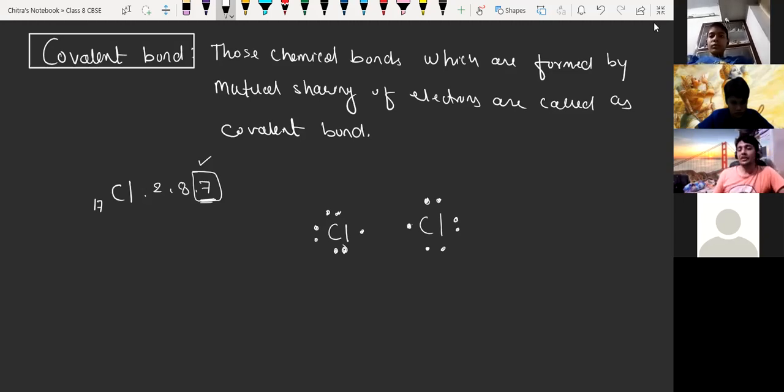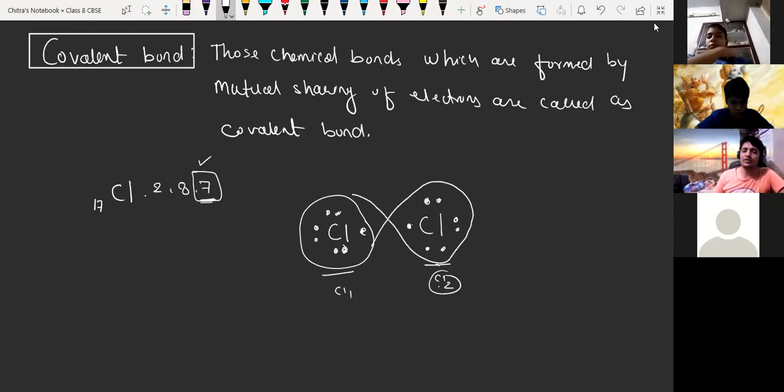So this is chlorine 1 and this is chlorine 2, another atom. Both chlorines are going to share electrons. This electron of one chlorine will revolve in the orbit or shell of that chlorine as well as in the orbital of the other chlorine. Can 2 chlorine atoms combine? Yes, beta, because chlorine gas in our surroundings is present as Cl2.